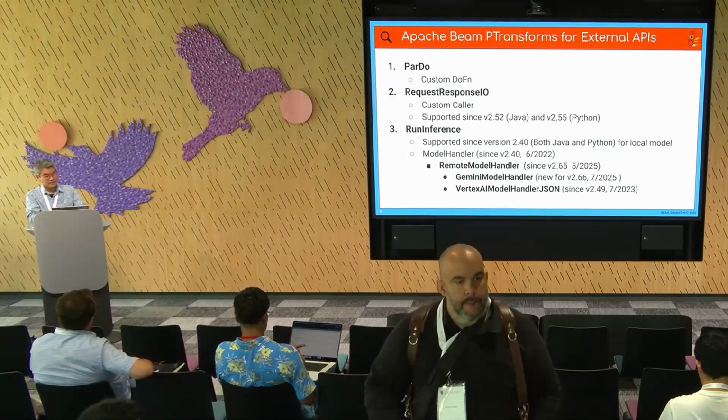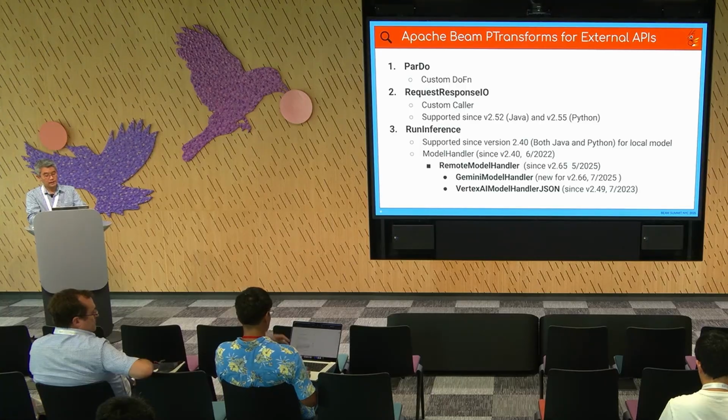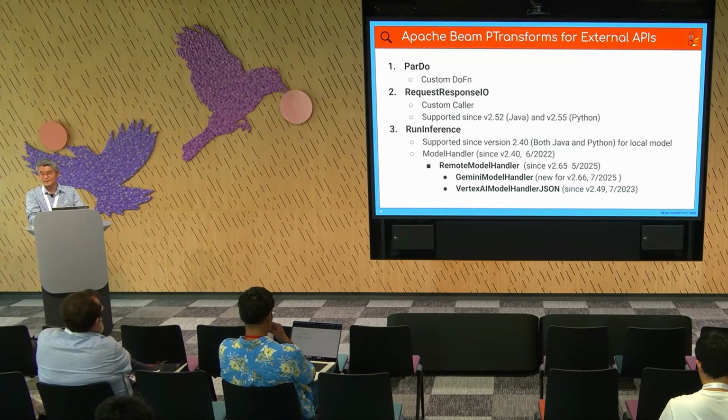And since Beam 2.65 this year, Vertex AI model handler JSON has become a subclass of remote model handler, although it was originally a subclass of model handler in previous Beam versions. And the Gemini model handler was added in the latest Beam 2.66, just released July 1st.